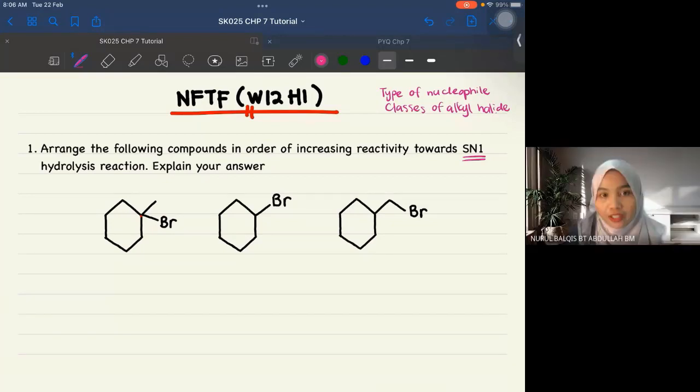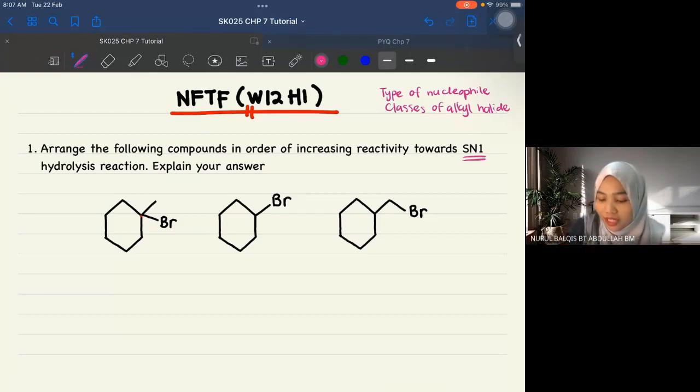First order, okay, bila first order maksudnya during the rate determining step, only one molecule is involved, only one species involved, which is the haloalkane. Okay, jadi bila dia hanya melibatkan satu species at a time, jadi dia melibatkan dua step mechanism. Bila dia ada dua step mechanism, maksudnya dia ada beberapa benda yang dia akan form.